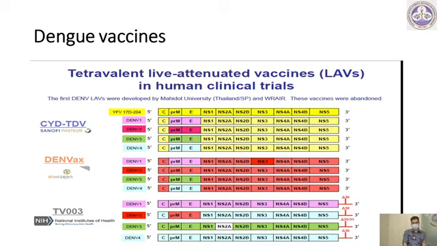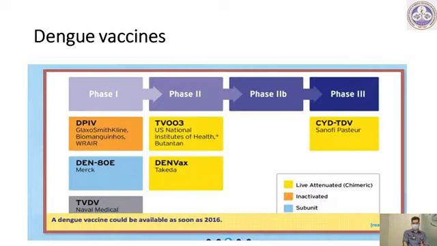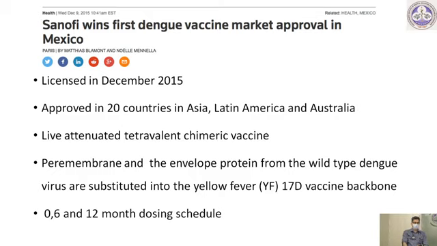The tetravalent inactivated or subunit vaccines are shown in this diagram, and these are however under trial in various phases. So the only licensed vaccine is the live chimeric vaccine, which is also known as Dengvaxia, licensed in 20 countries in Asia and Latin America. The dengue vaccines under various phases of development are shown in this figure, out of which the phase 3 trial is only completed by the CYD TDV vaccine. So the Sanofi vaccine or Dengvaxia was licensed in December 2015. It is approved in 20 countries in Asia, Latin America, and Australia.